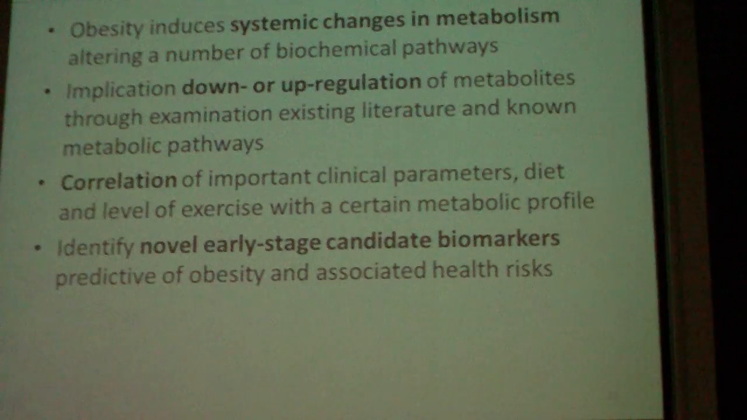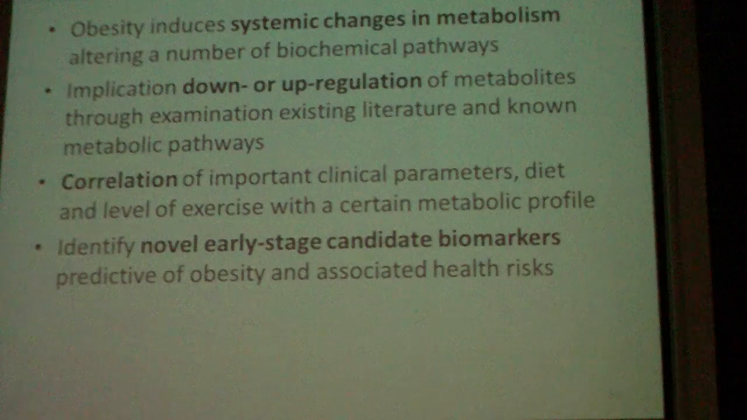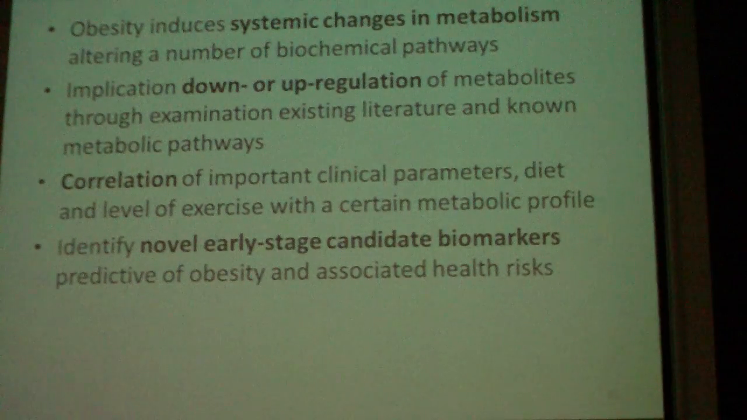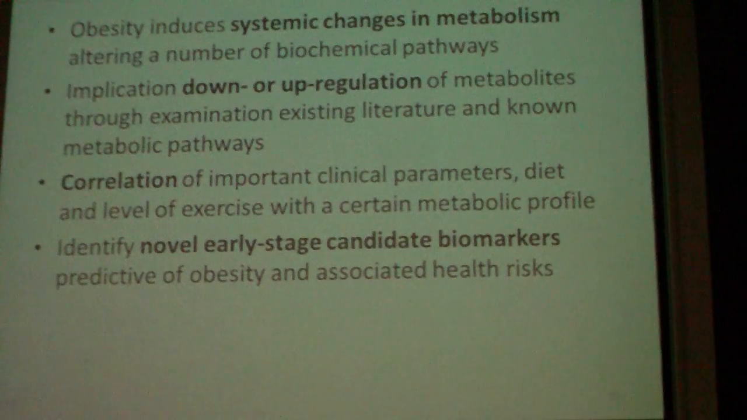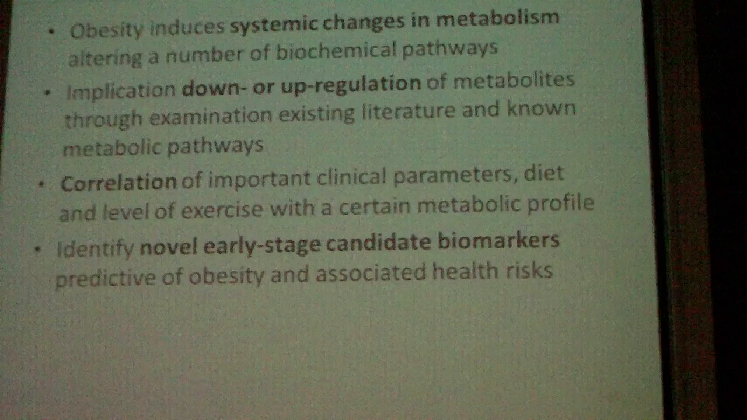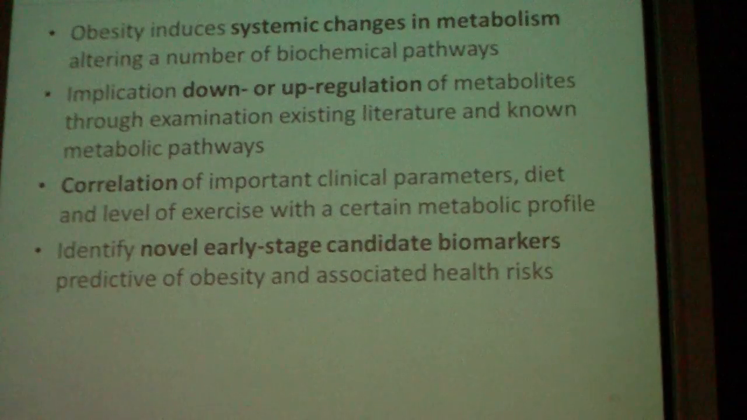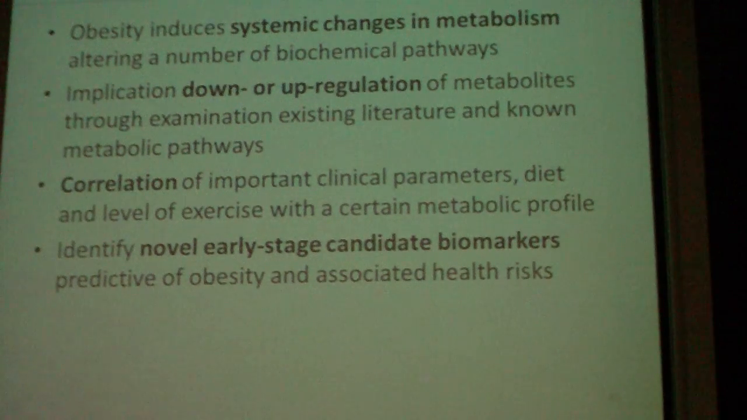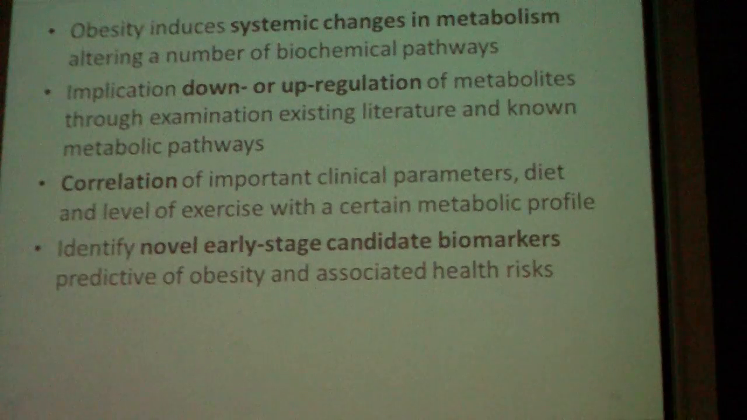So obesity induces systemic changes in metabolism, altering a number of biochemical pathways. And we have to implicate the down or upregulation of specific metabolites through the examination of existing literature. So we have to look into literature and known metabolic pathways to see if some metabolites expressed more or less in obese children are related with known metabolic pathways, and conclude eventually which are implicated.